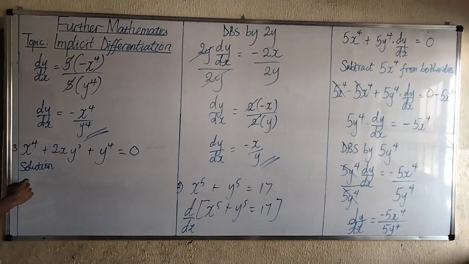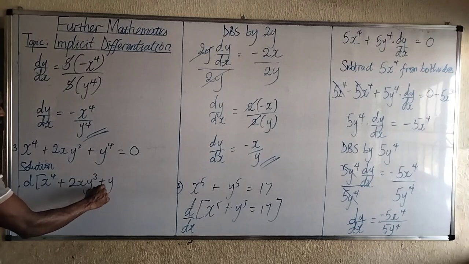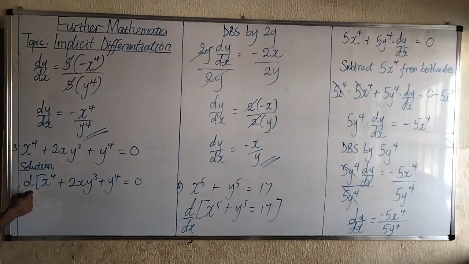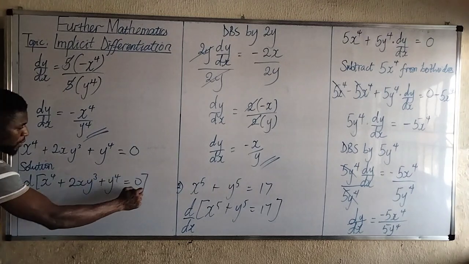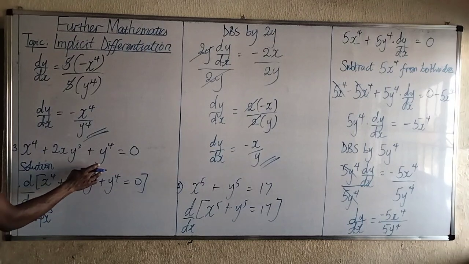If I have this, to differentiate all, I will have d of everything, x raised to the power 4 plus 2xy raised to the power 3 plus y raised to the power 4 all equal to 0, with respect to x. Having reached this far, if I differentiate this, I'm going to have 4x raised to the power 3. Now, the place that you should concentrate is this 2xy raised to the power 3.